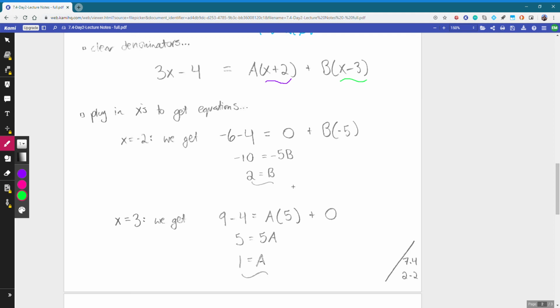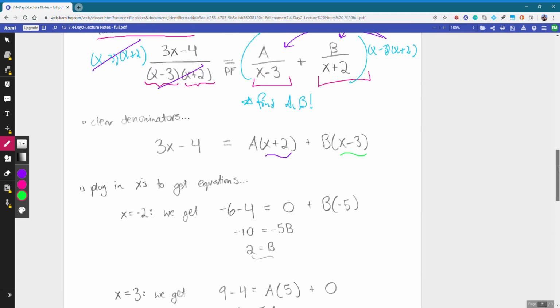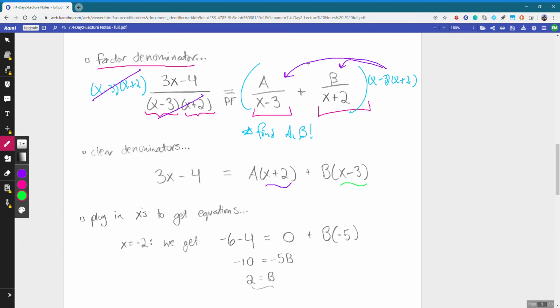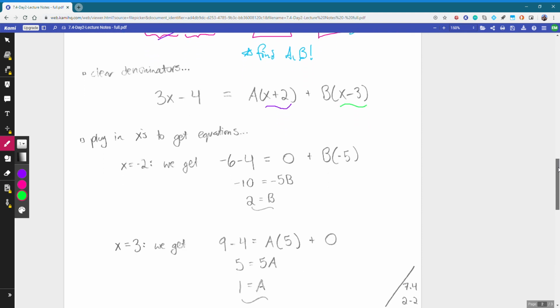All right, so we just need to plug in 1 for a, 2 for b in our form up here. So 1 there, 2 there, and putting the pieces together now.